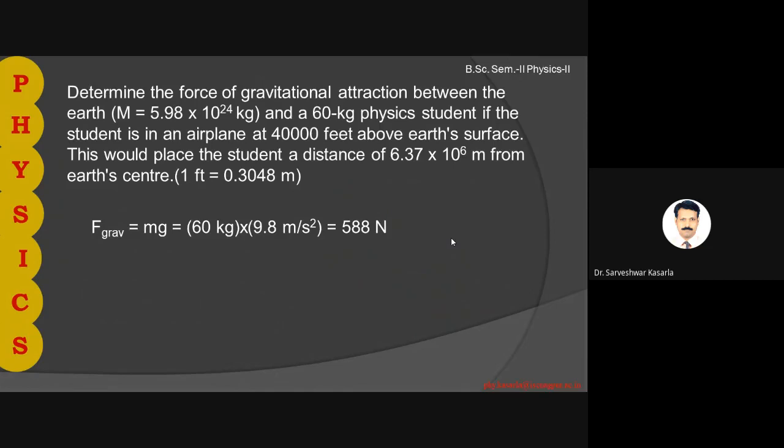Okay, so if you put the data in the formula, F is equal to GMm upon r square, so that will be a little difference. It comes around say 590. Okay, so you may check that.